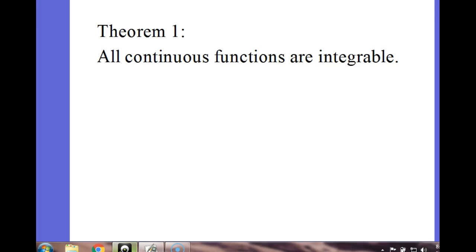Alright, so all functions can be integratable as long as they are continuous. So continuity determines integratability.